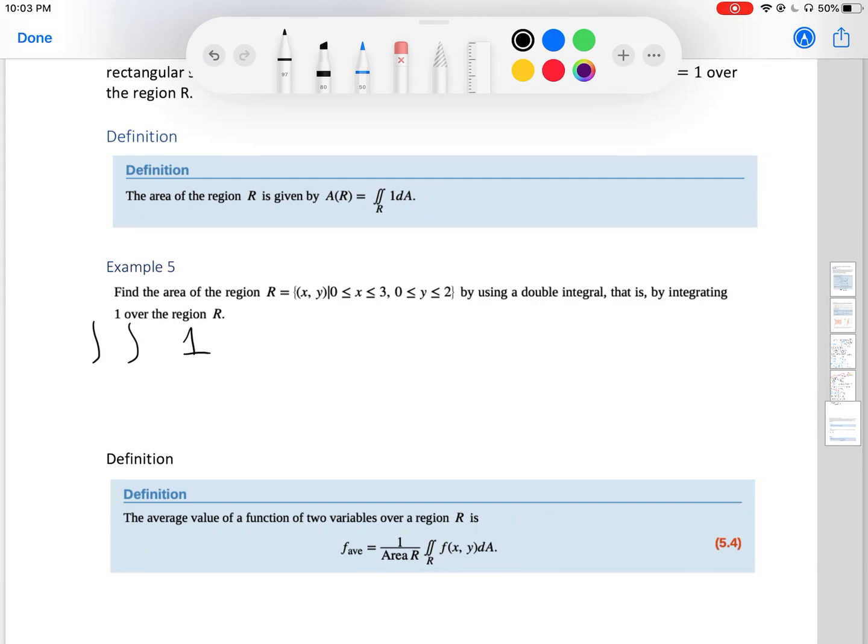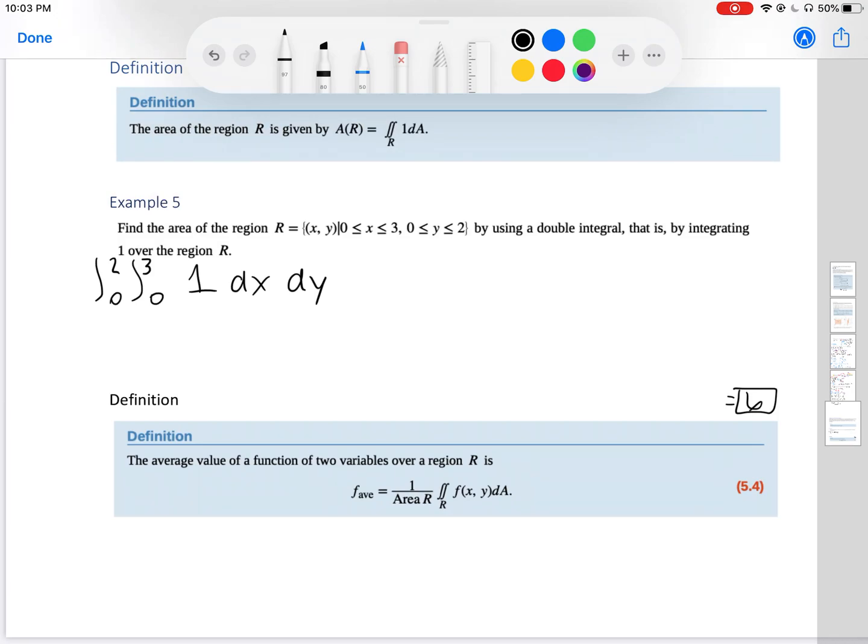Now we use our arguments for x and y. So for x, we have 3 to 0. So dx, 3 to 0. For y, we have 2 to 0. And that's it. I think you can do this one. Your answer should be 6 at the end.